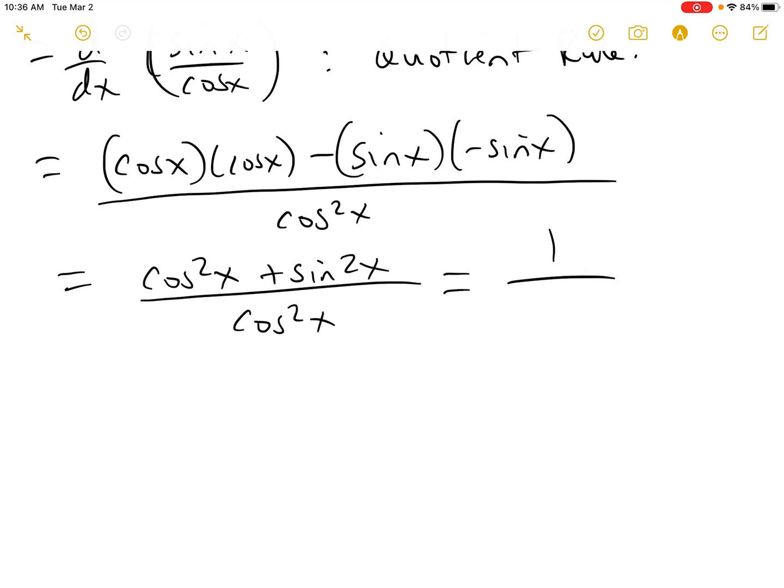That identity on top is very popular and famous, and we'll talk about it tonight. That's 1, and that's 1 over cosine squared x, and 1 over cosine is secant. Right. So that's how you find the derivative. So if you wanted to find the derivative of cosecant or cotangent, or secant, you just use the quotient or the product rule and it'll give it to you every time.